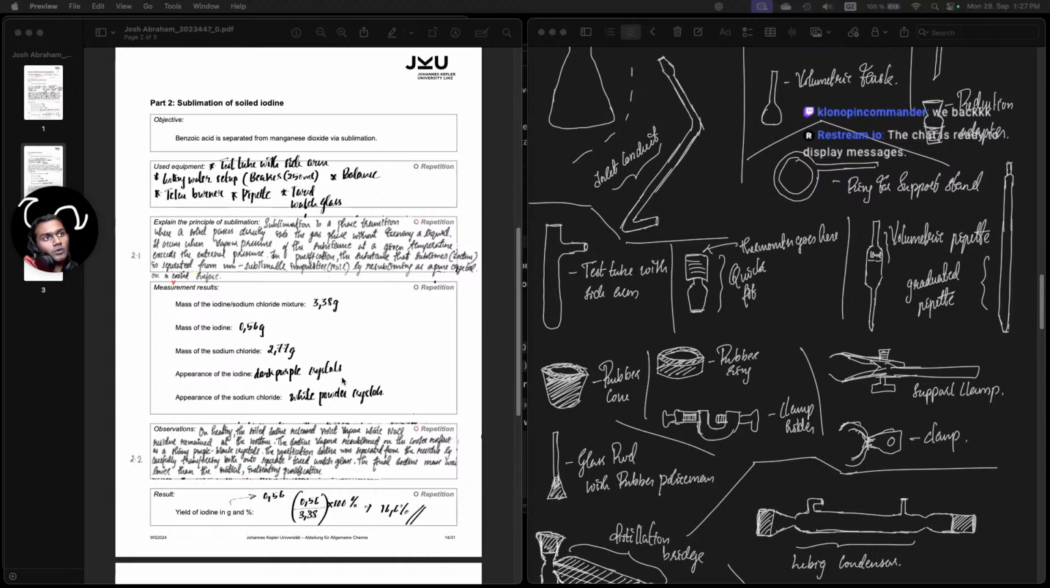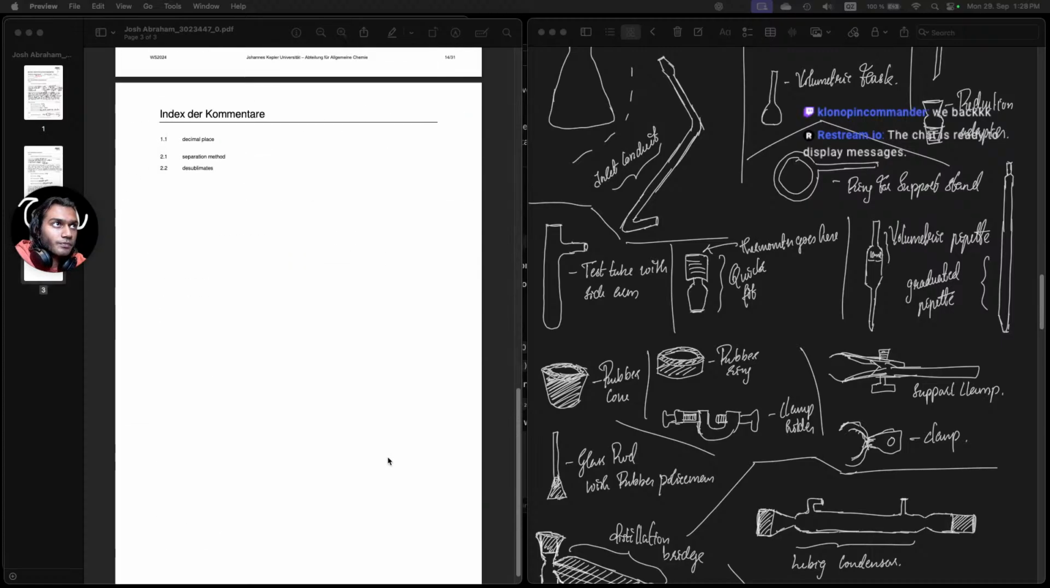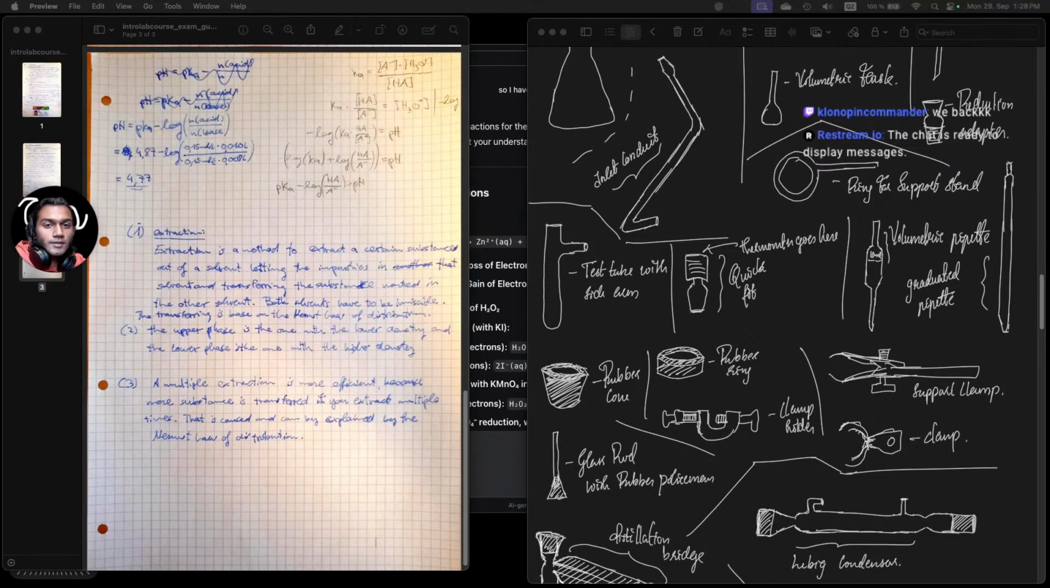Observations on heating the soiled iodine: it releases violet vapor while sodium chloride residue remained at the bottom. The iodine vapor resublimed on the cold surface as shiny purple-black crystals. The purification: iodine was separated from the residue by carefully transferring both into separate tared watch glasses. The final iodine mass was lower than the initial, indicating purification. That's section 3.